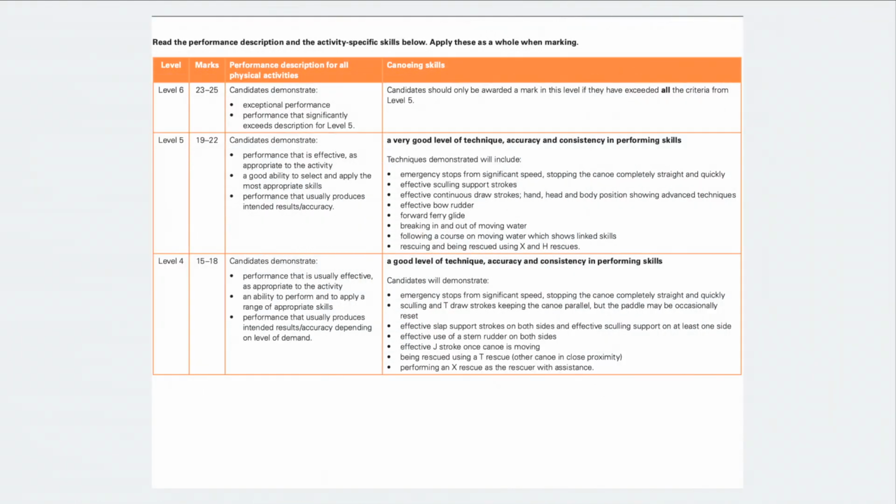Another part of the guidelines is a little, I'll just call it a mark scheme. It breaks it down for you, but at the same time I find a few things a bit grayish. Like, how do you know that you're an effective bow rudder? I don't, okay. Long story short, you just need to be guided while using this, but it's still very useful.